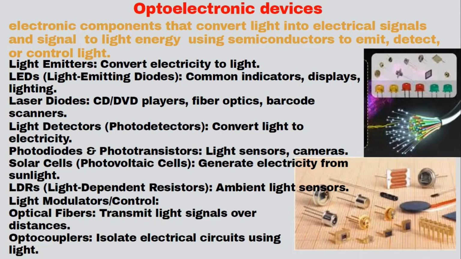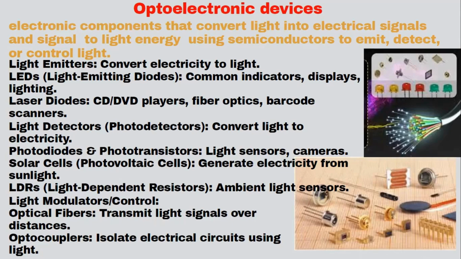Examples of light emitters, which convert electricity to light, are LED lights, laser diodes, scanners, and DVD players. These are simple examples. Then the light detector: a photodetector converts light to electricity. What is a photodetector? In remotes, on our TV side, that is the photodetector.